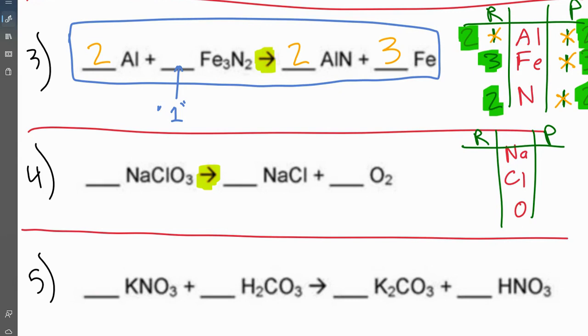In the reactants for sodium, Na, I see just 1. In the products for sodium, I see just 1. In the reactants for chlorine, I see 1, and in the products for chlorine, I see 1. Oxygens in the reactants, there's 3. In the products, I see 2. So sodiums are good, chlorines are good, but the oxygens, we have 3 versus 2.